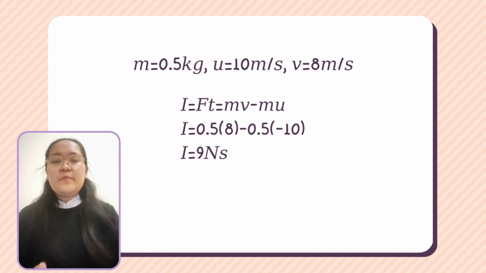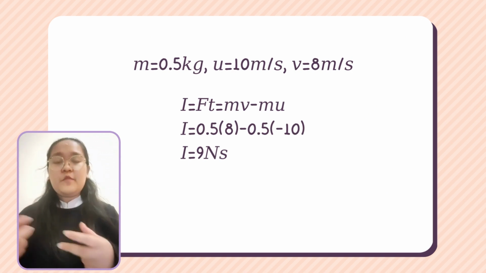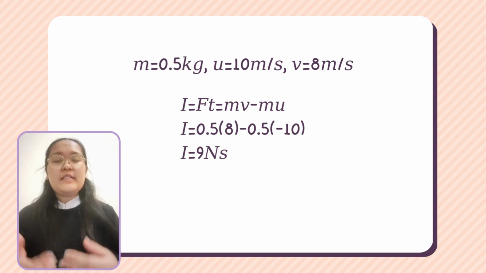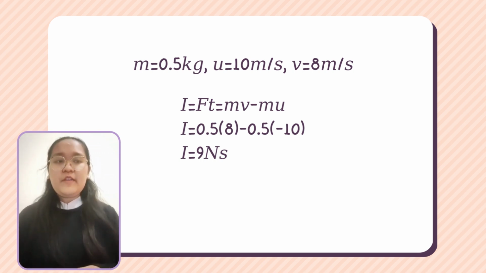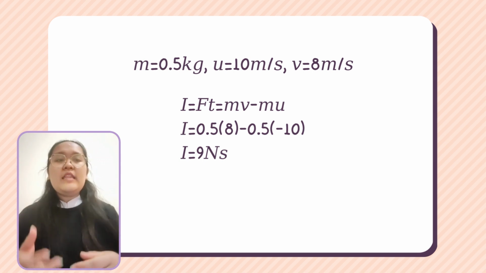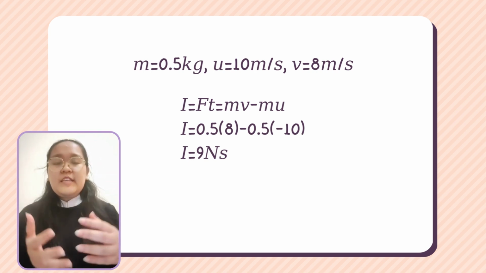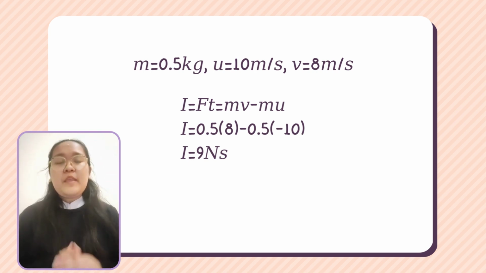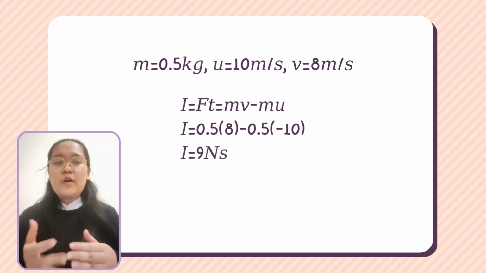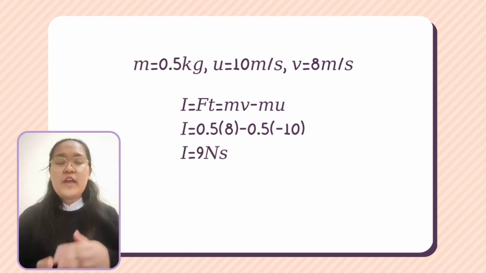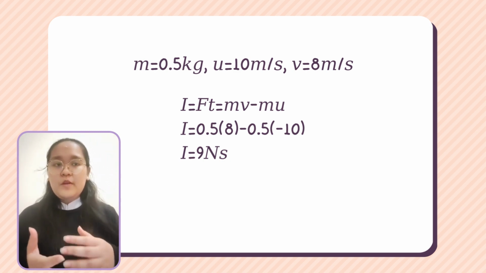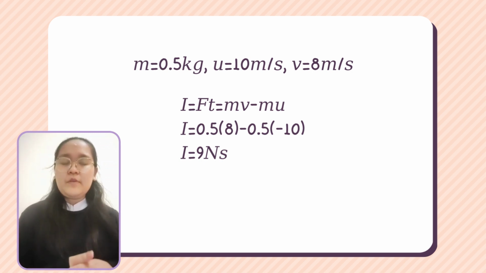So first of all, we need to extract the information from the question. All we got here is m, mass, equals 0.5 kg. Our initial velocity is u equals 10 meters per second, and our final velocity is v equals 8 meters per second. We need to find impulse, I. From our previous lesson, we know that I equals Ft equals m(v minus u). Since we don't have F or t, and we have m, v, and u, we use the formula I equals mv minus mu.